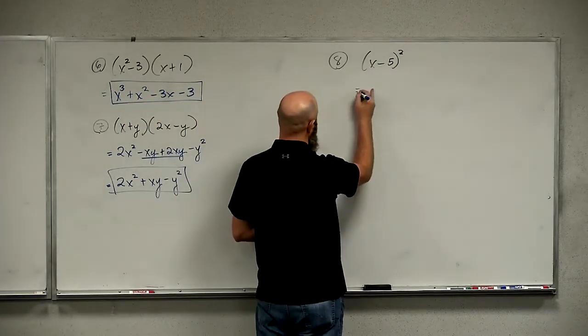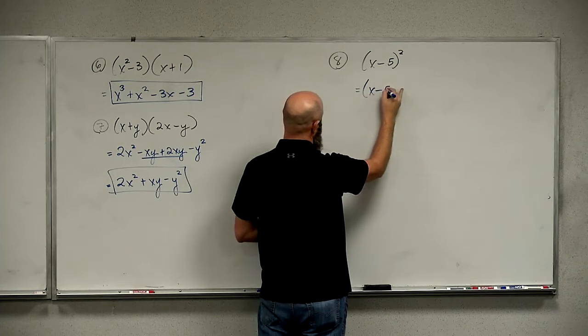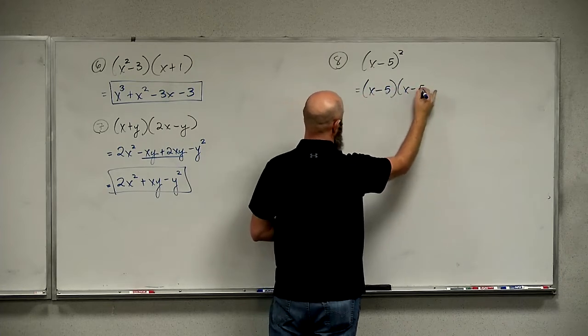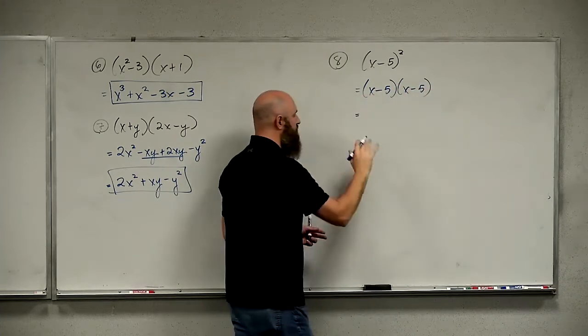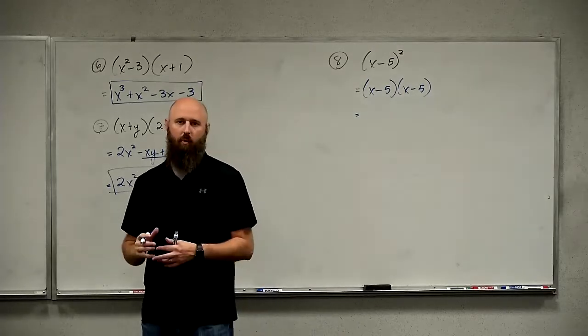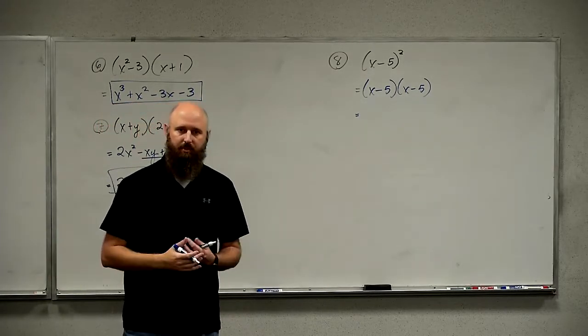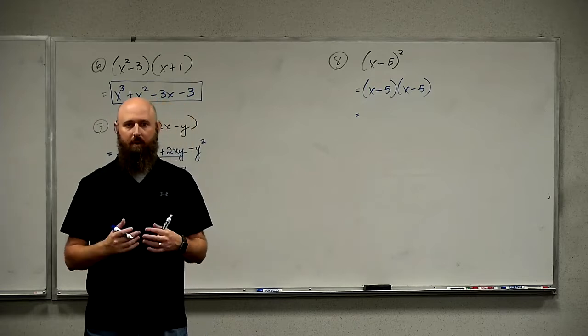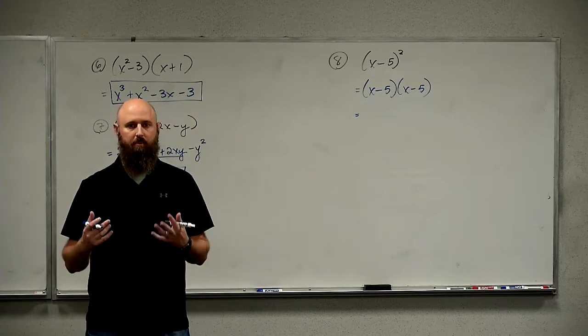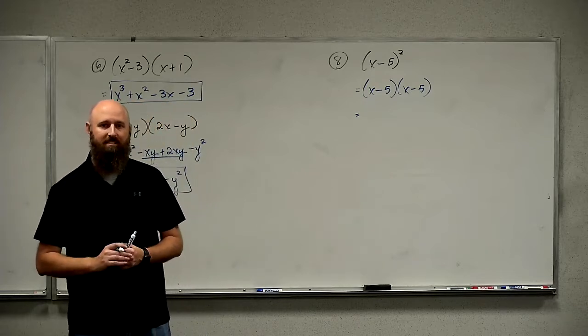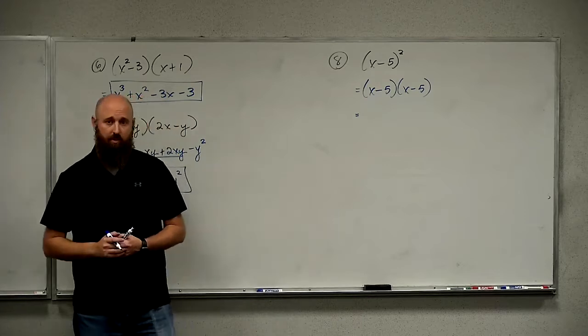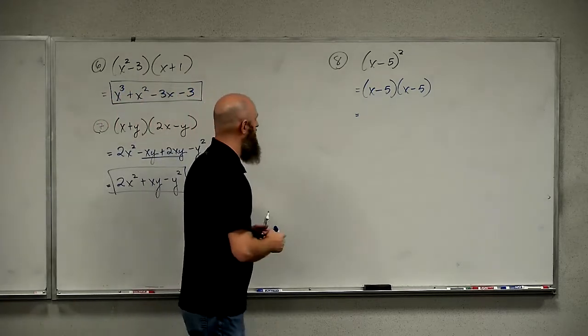You need to do that. You need to write this as x minus 5 times x minus 5, because our result is going to end up different than what you may think. Right now, if you're looking at the top, you may think that your answer is going to end up being x squared minus 25 or x squared plus 25. But that is not the case. And so we're going to see why right now.